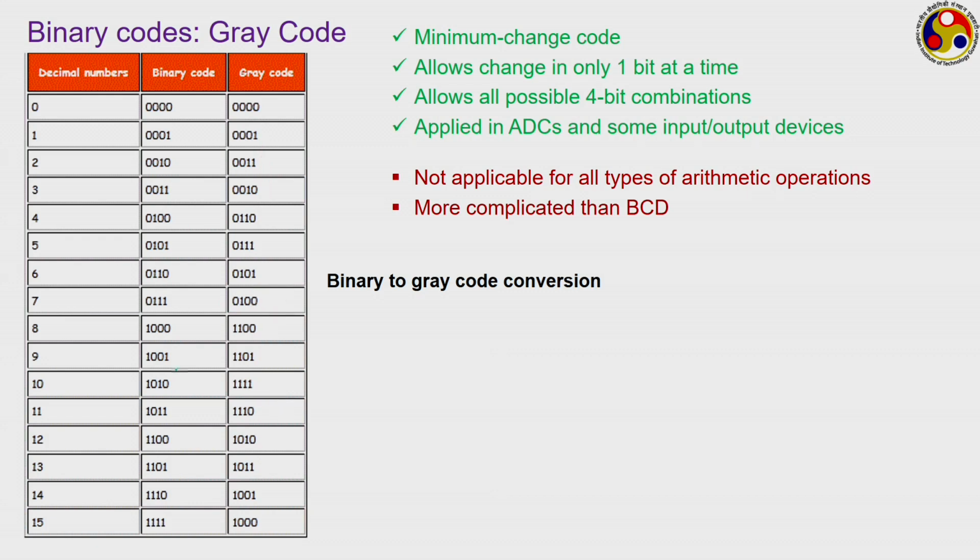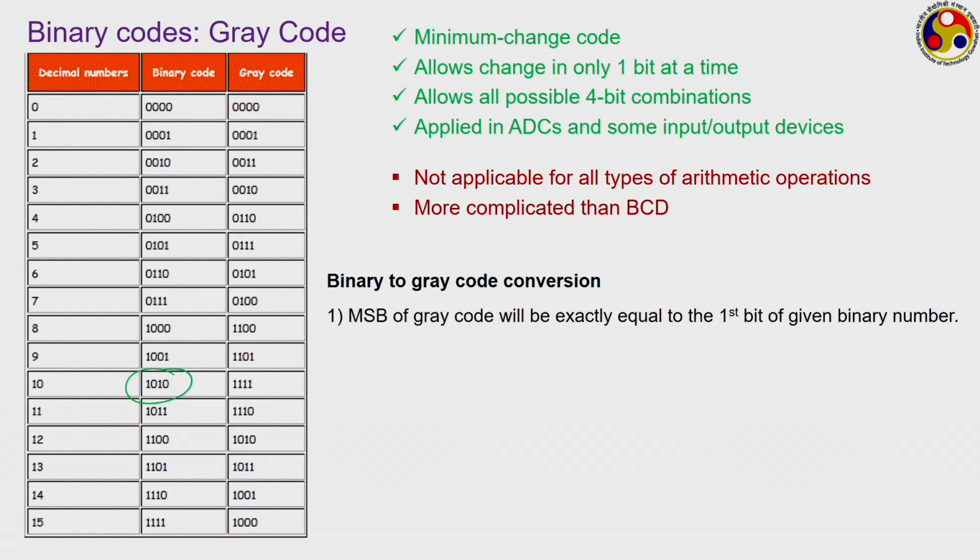Let us take 10, whose binary equivalent is 1010. Its binary equivalent requires 4 bits, so gray code also has to use all 4 bits. The first principle is that the most significant bit of the gray code will be exactly equal to the first bit of the given binary. Here the binary that we have selected is 1010, the most significant bit is the first one, which is 1. So, for the gray code also it will be 1.